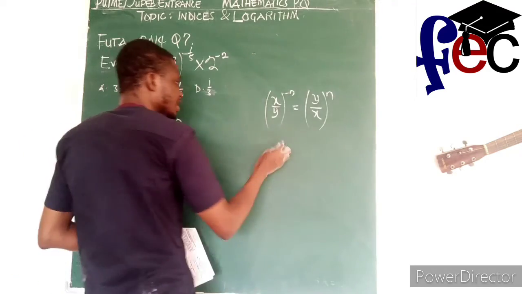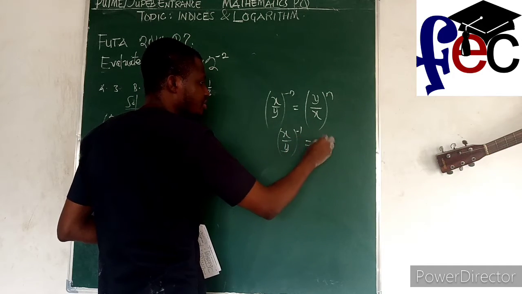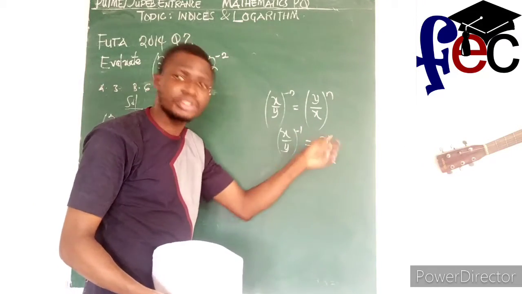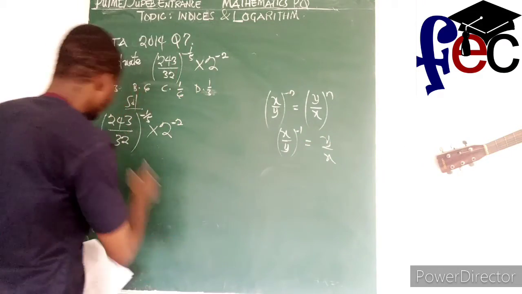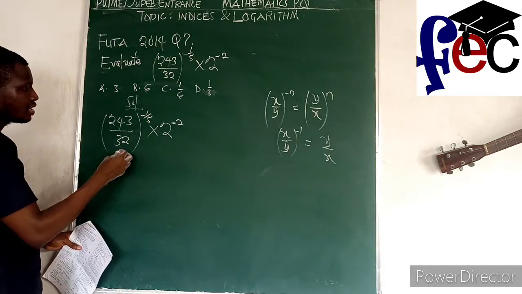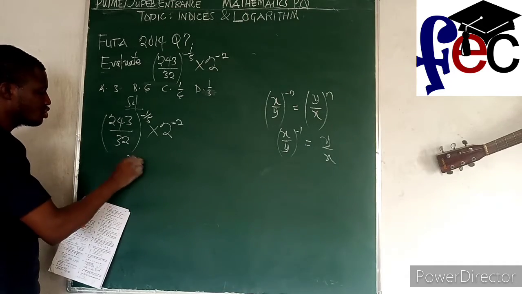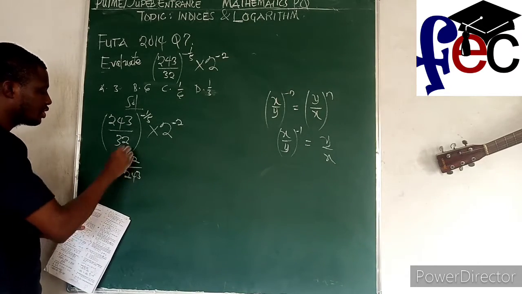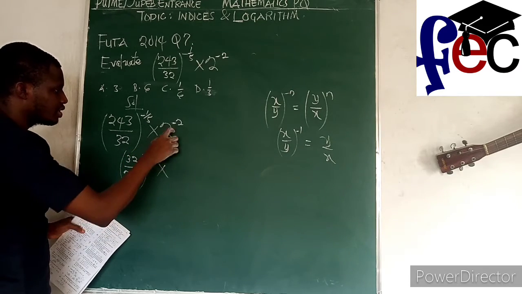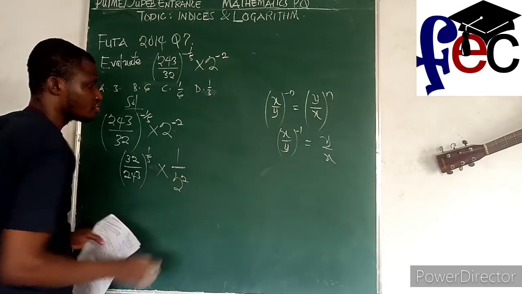Alright? So if I give you x over y raised to power minus 1, it's just the same thing as y over x, because all this raised to power 1 will still be the same thing. So the same way here, this is the same thing as, you can invert it to have 32 over 243 raised to power 1 over 5. Then we have times, this one is the same thing as what? 1 over 2 raised to power 2.